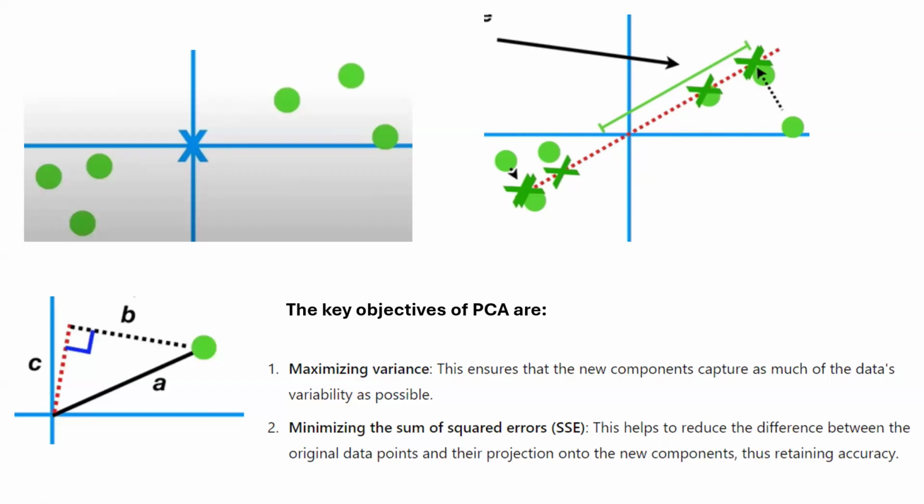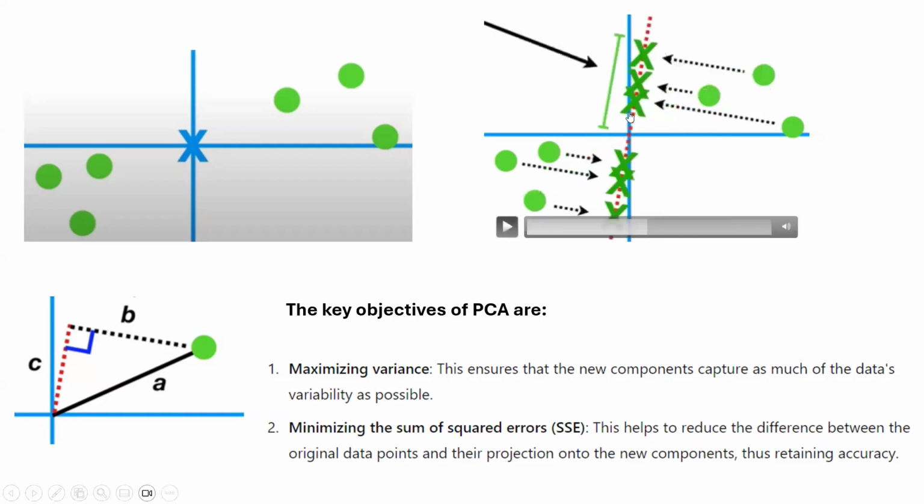Did you understand what is the first objective? The goal is to find the best fitting line. To find that best fitting line, our first objective is to maximize the variance. You also understood why we have to maximize the variance to find the best fitting line, right? Unless you maximize the variance, you are not getting the best fitting line.